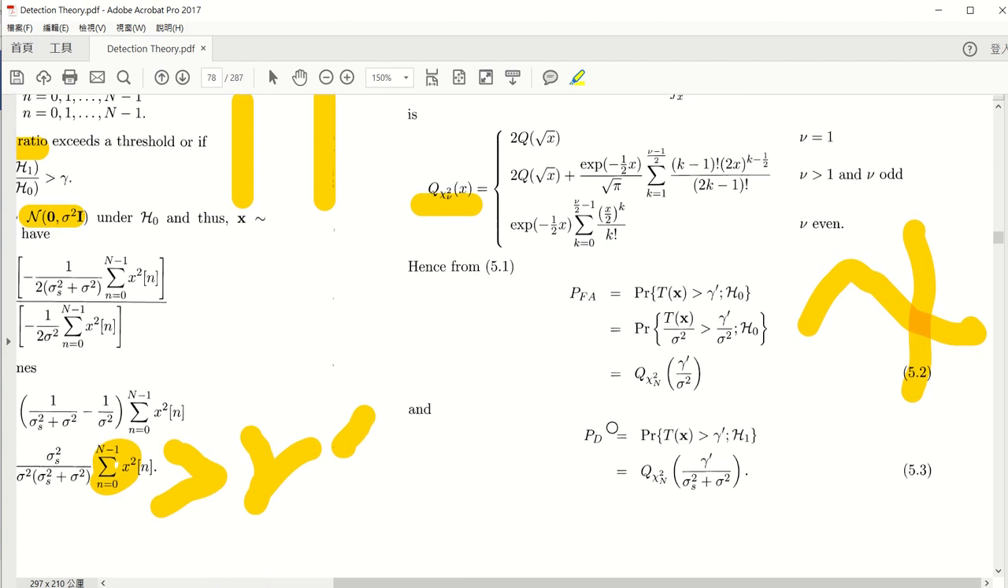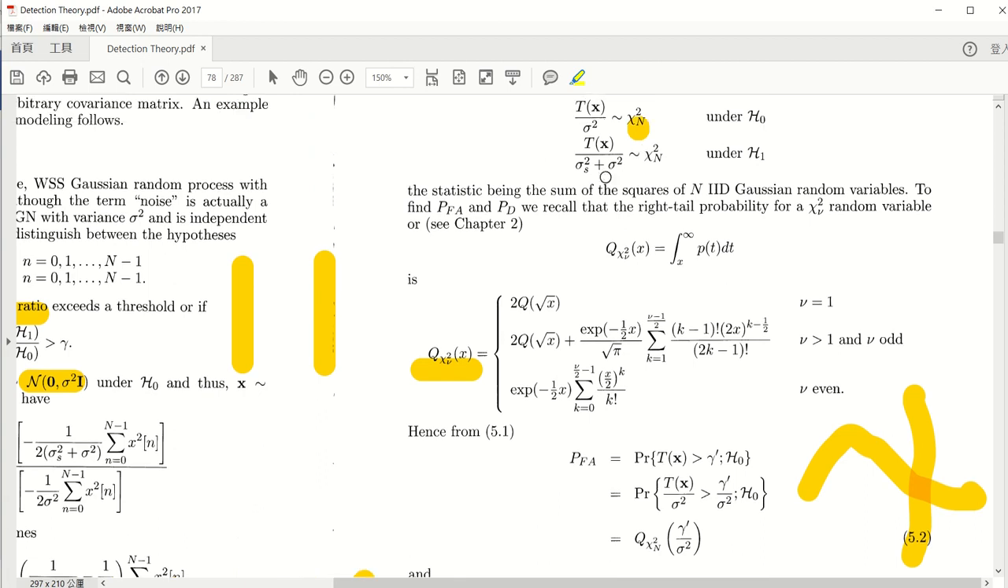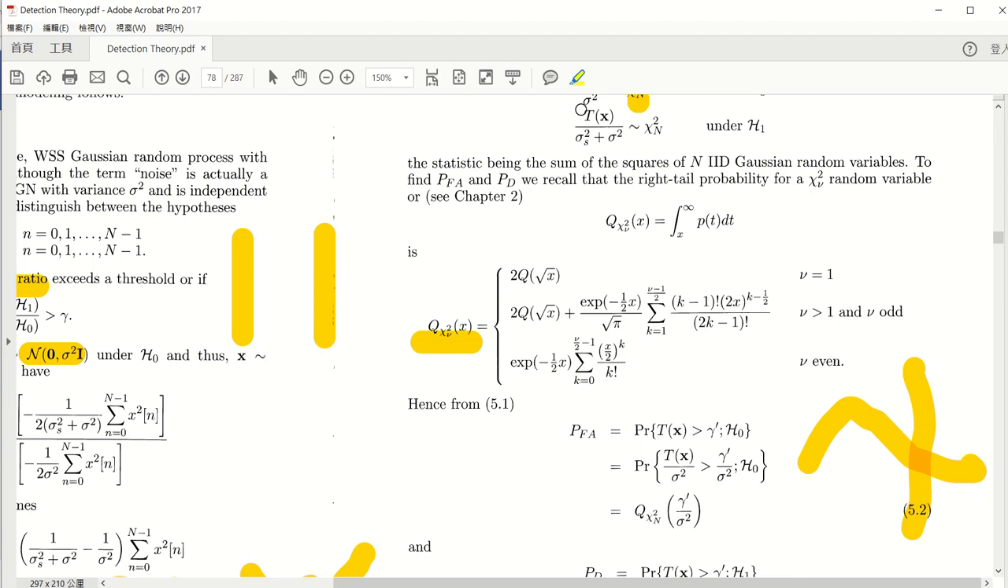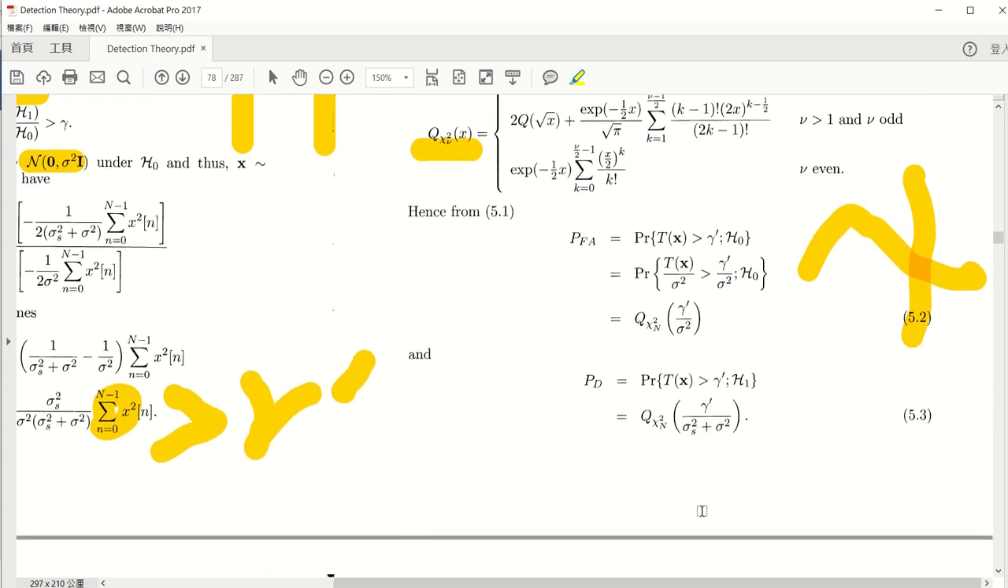And then PD will be the probability of what? Conditioned on H1, and you divide, and then your decision is H1. What that means is you want to make this equal to this thing, right? Because we want to make it chi-square. So T of x divided by this, and gamma prime divided by this, and it's a right tail. From where? From gamma prime over here. So that's PFA as a function of gamma prime, PD as a function of gamma prime.